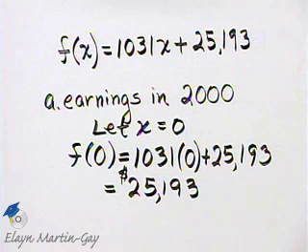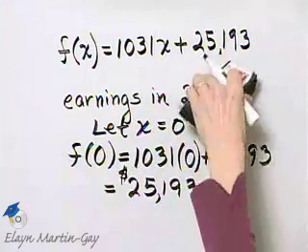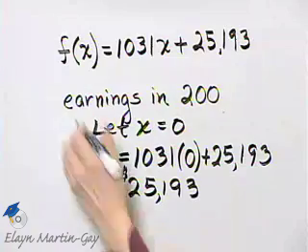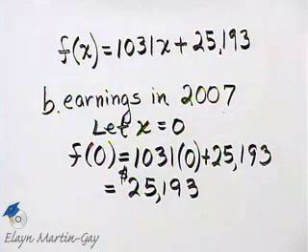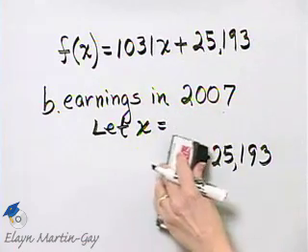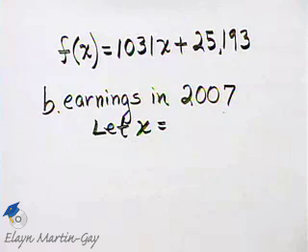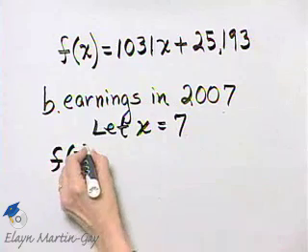Find the average earnings for high school graduates in the year 2007. So the only difference for part B is now we are interested in the year 2007. What does that mean? That means now we let x be what? x is the number of years after 2000, so x will be 7. So here we find f(7).